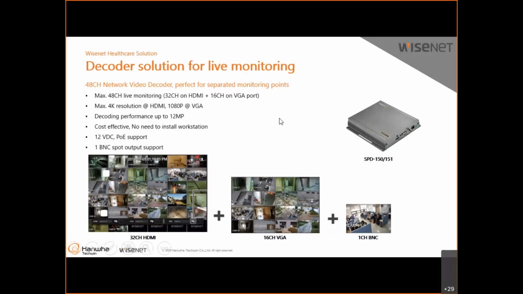So you don't need to put in a workstation or server for monitoring. You can just install this small and simple decoder, and then connect to all the network cameras on the network and do the monitoring. And also, for the power source, this decoder can support PoE power as well, so you don't have to put in a power line. You can just connect to the PoE switch, and then it will be okay. It will also support one BNC spot output. So afterward, it will be a maximum of 49 channels of live monitoring.